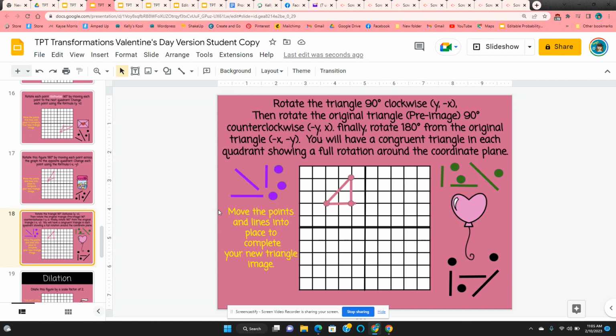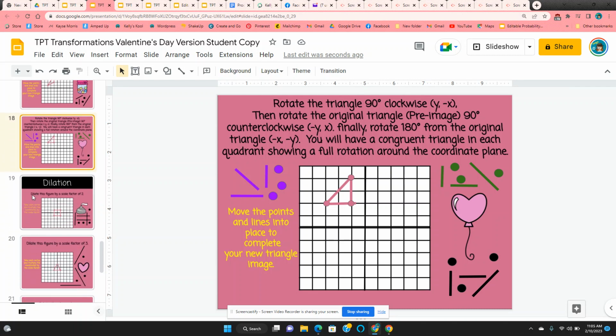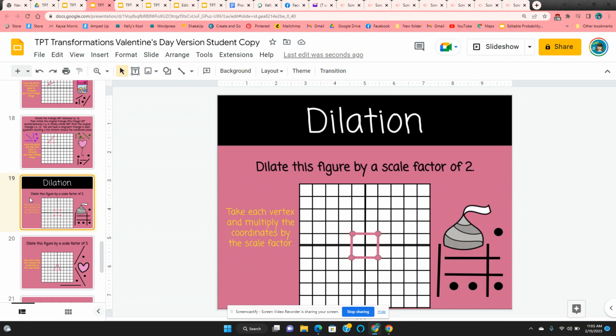Now the final rotation, this is the most difficult. They're going to be rotating 3 times. They're going to first use the formula (y, -x), using these original points, and then use the formula (-y, x), and then a 180 degree rotation using the formula (-x, -y). So they should end up with 4 triangles all rotated around the origin. And again, I have the teacher copy for how that should look.